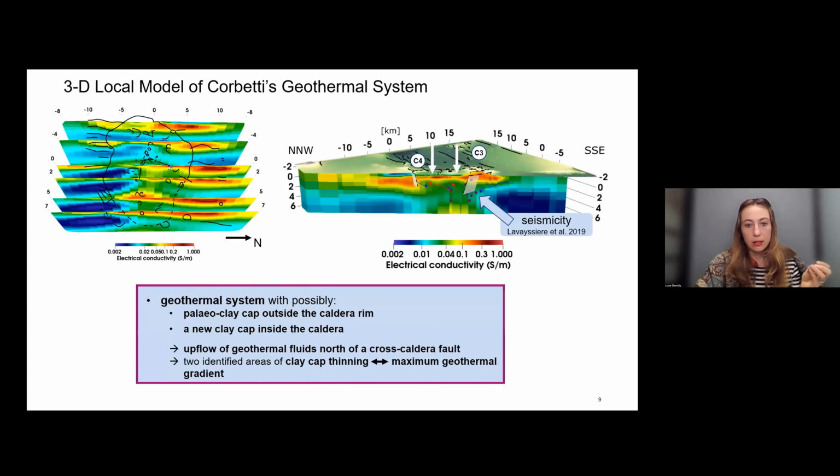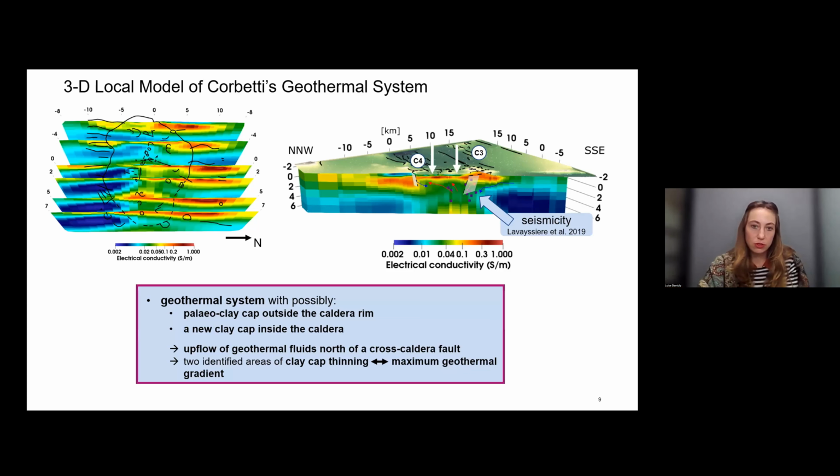And our interpretation then was that we have a paleo clay cap outside of the caldera and a new clay cap inside just north of this east-west fault system, and that we have an inflow from the south and then upflow of geothermal fluids in these areas, and where the geothermal gradient is maximum, we would have the thinnest clay cap here. So I think this is a good example, continuing the work that Friedemann already did at Tulu Moye before, of a geothermal system imaged together with its heat source.